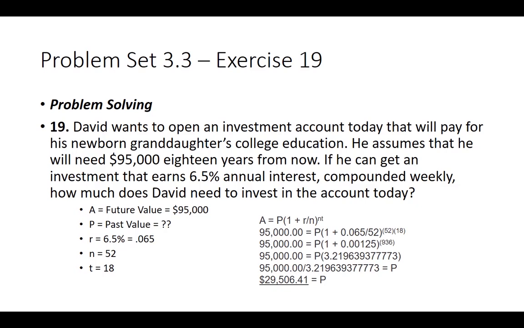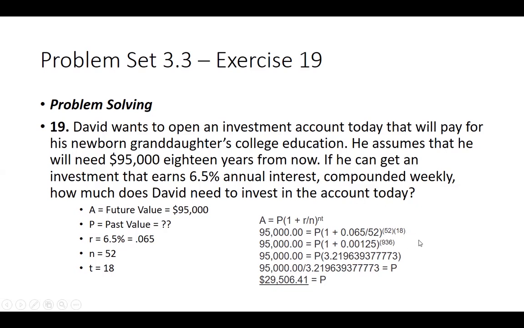So we have the future value, 95,000. We're looking for the past value. 6.5% as a decimal is 0.065. N is 52 because it's compounded weekly. T is 18. So, plugging in everything we know into the compound interest formula leaves us with a missing P that we are going to solve for.